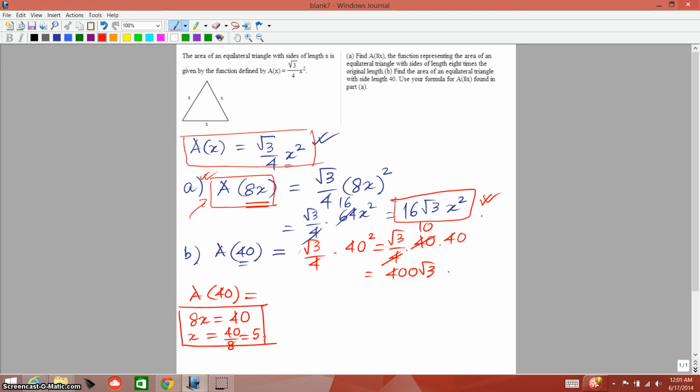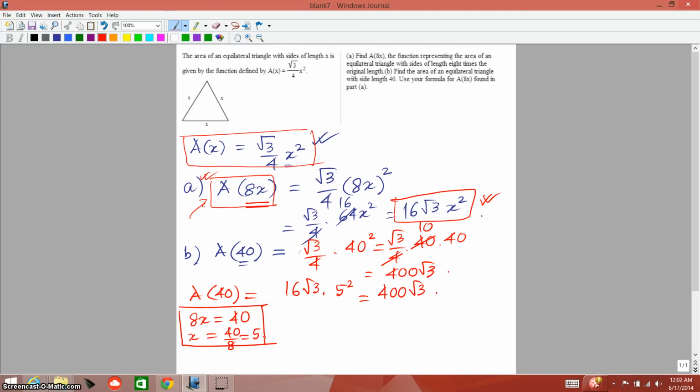So that's what you need to replace in your x if you're using this form that you found in part A. So A of 40 now becomes 16 square root of 3, and you found your x to be 5, so that becomes 5 squared. Now simplify and you get 25 times 16, which is 400 square root of 3.